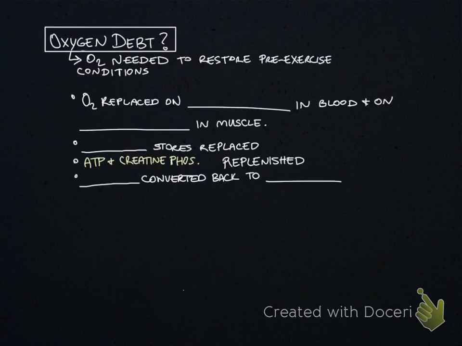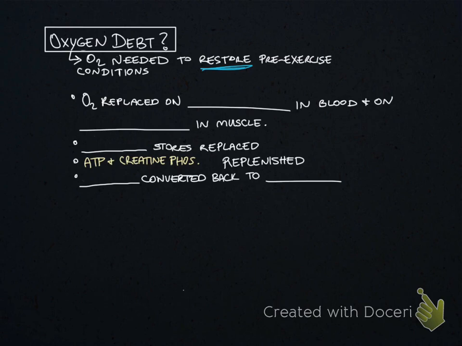So oxygen debt is another term that we need to be familiar with. It's basically the oxygen needed to restore pre-exercise conditions. So how much oxygen we had before we started to work out or exercise or exert energy. Oxygen, we know, needs to be replaced.